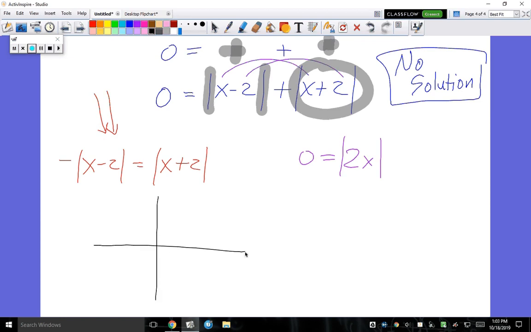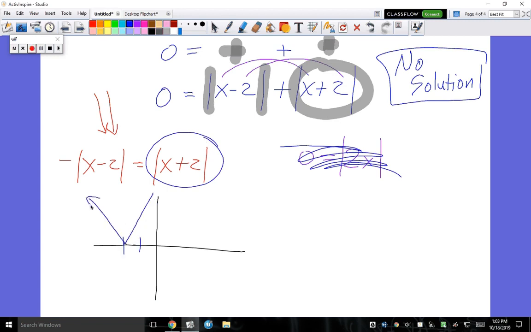Wait, so which one's right? They're both, okay. So this one's wrong. This one's totally wrong. But if I graphed this one right here, it's a shift 2 to the what? Left. And if I graph this one right here, it's a shift 2 to the right and then reflected. Do these ever intersect? No. No solution. Yeah. Okay, so we're going to go 50 points on that.